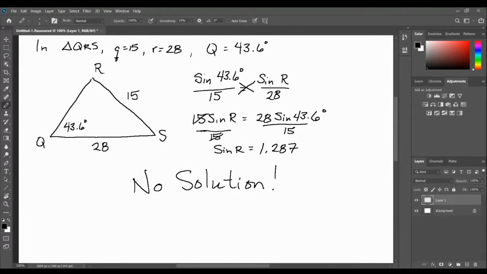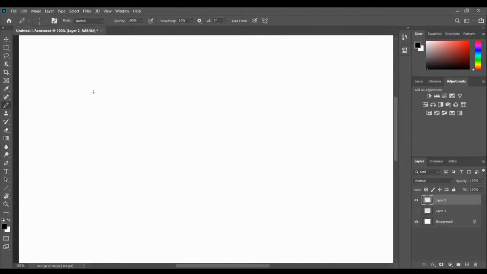All right, so that's one of the cases where we have no solution whatsoever. Now let's go ahead and look at a different case. One nice thing about Photoshop is I can clear things out really easily, but the other information is still there. We can go back to it if we need to.